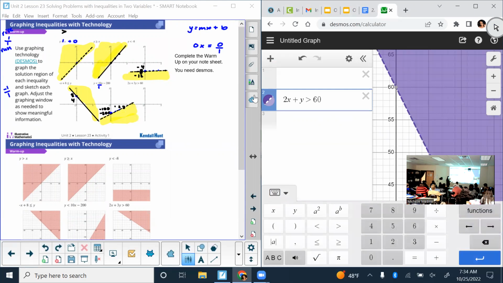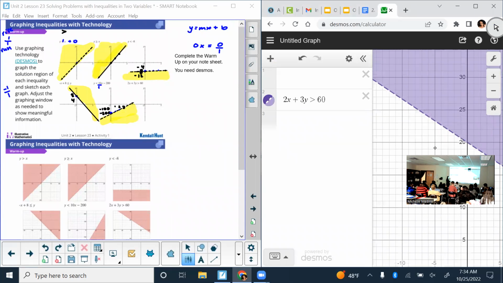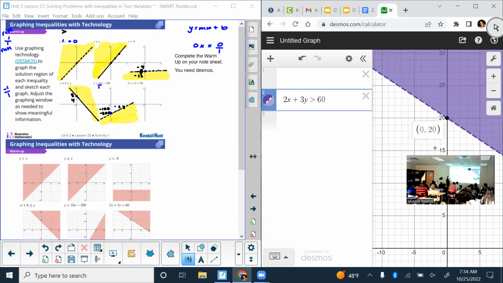Right, good. So then what's my y-intercept on this one? 20. I got... At first, I forgot to put 3. So that's why. Good catch there. But yeah, type it in exactly how it looks on your paper. It'll do the graphing for you.